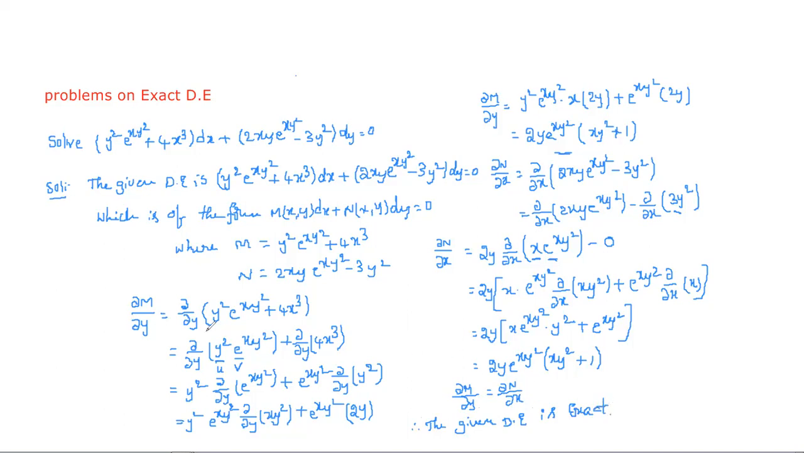Okay, so what are the steps we applied here? First we wrote m as well as n, and next we applied m partially with respect to y and n partially with respect to x, and we said both are equal. So if both are equal, simply we can write the differential equation is exact. Next, after that we need to find the solution for this, right? So what is the solution? We need to find the solution.